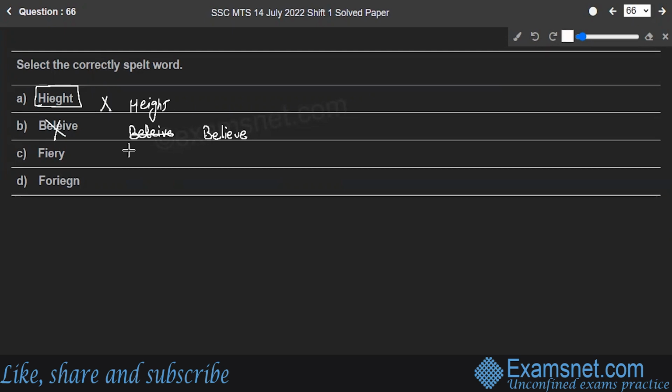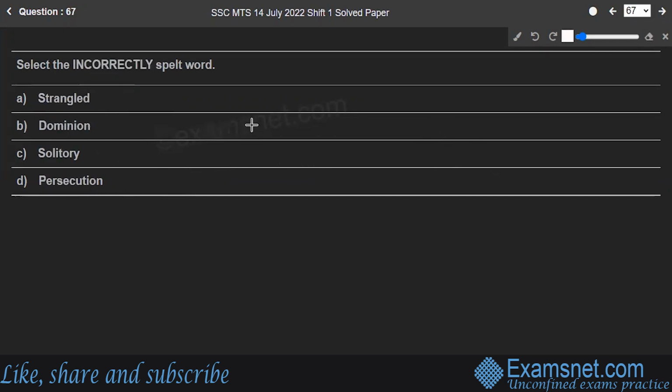Fiery means consisting of fire, burning strongly, brightly. And then is a foreign, incorrect spellings. It's Foreign. So the correct one was only option C, that's fiery, right? So let's mark it option C as the answer. Next is question number 67. You have to find out the incorrectly spelled word now.